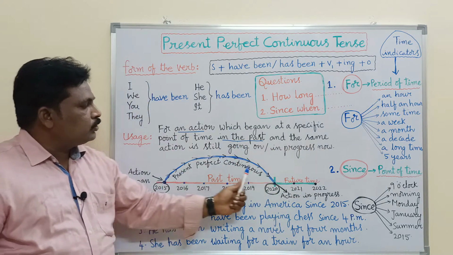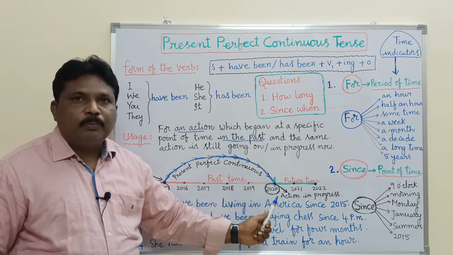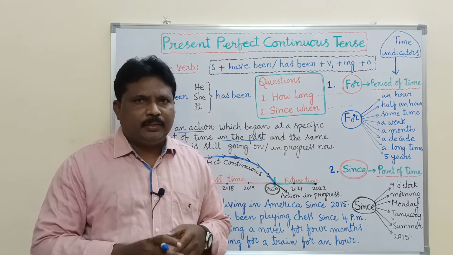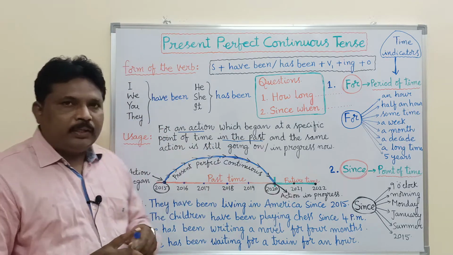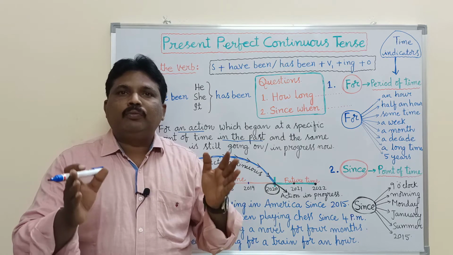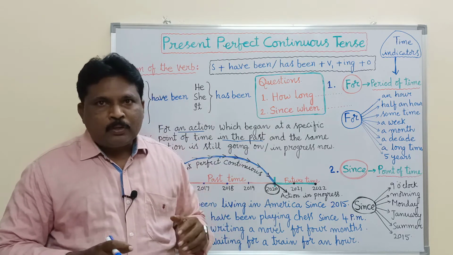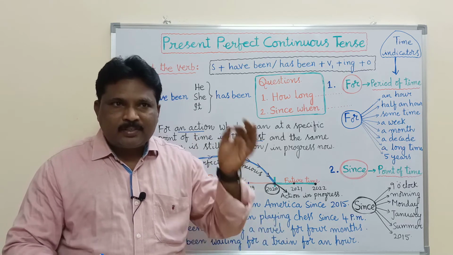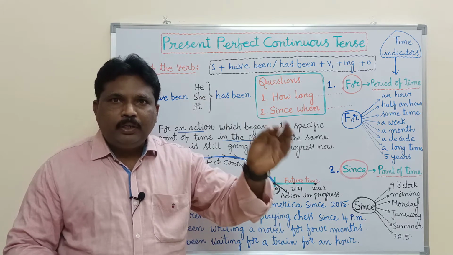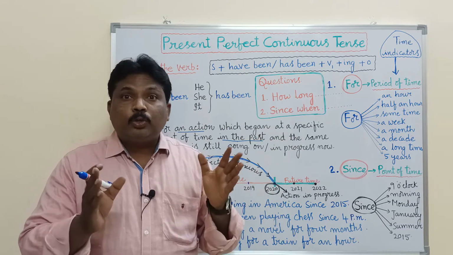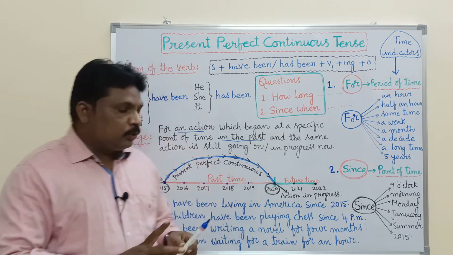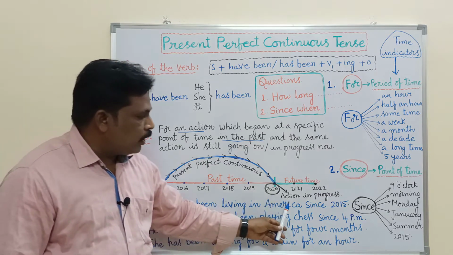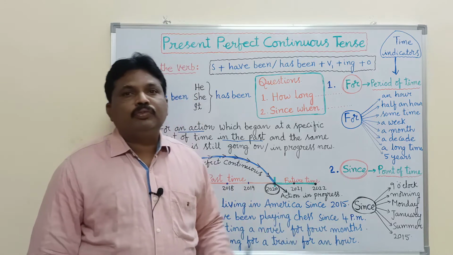So the same action is still going on or in progress now. For example, in the year 2015, your brothers or your relatives went to America. They went to America and they settled there. Since then they have been living in America. So to talk about their action, the example is like this: they have been living in America since 2015.